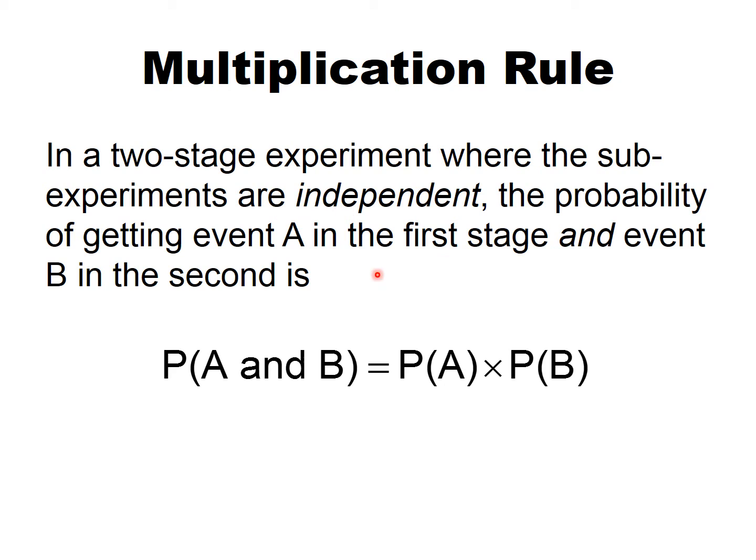So three important words here are independent. You've got to have independent experiments. The word "and", and then multiplication. So think of "and" as associated with multiplication, as long as things are independent.